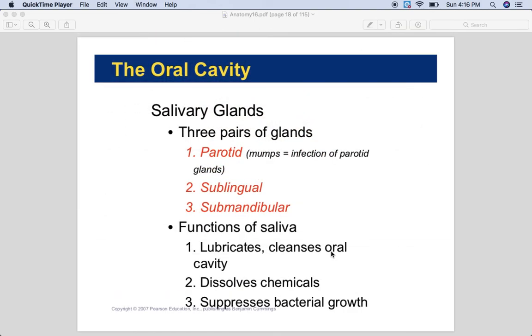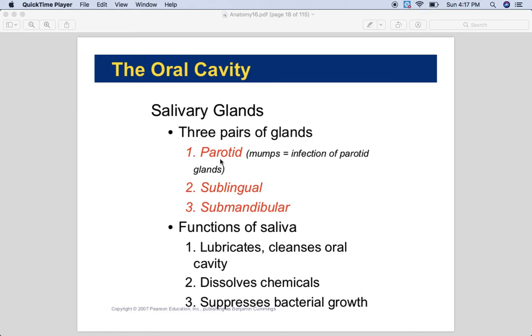Now, you have 3 pair of salivary glands: parotid glands, sublingual, and submandibular. And all 3 of these produce saliva. Purpose of saliva is, we talked about moistening your food. It actually cleanses your mouth. So people that have dry mouth, a lot of times from medications they take, get bad breath. Saliva actually helps to clean your mouth and will suppress bacterial growth.